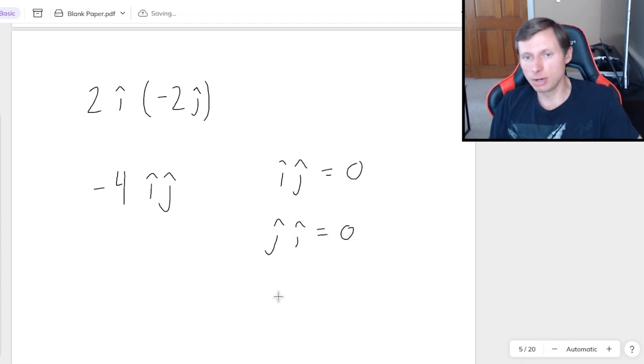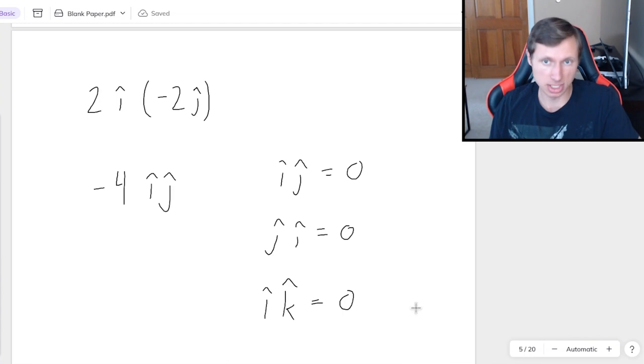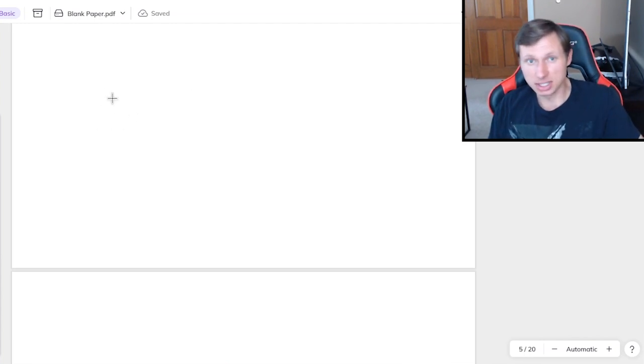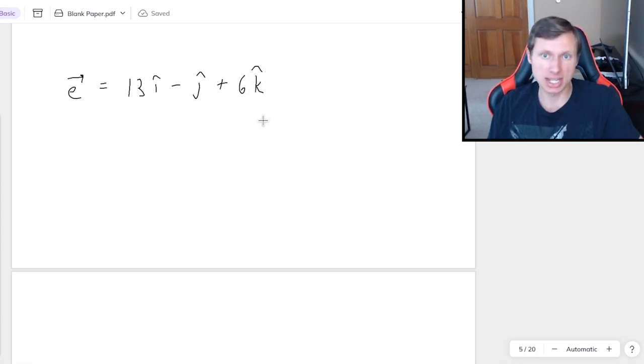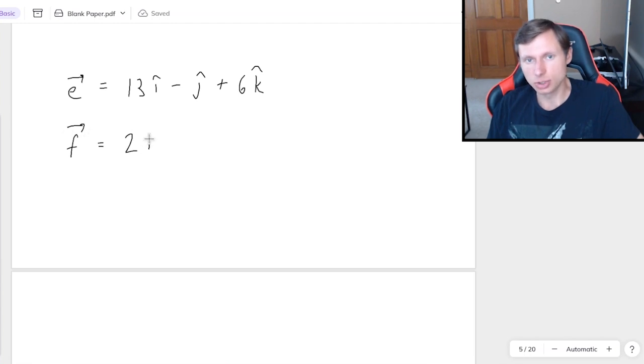Or any combination with k hat, which is for the z dimension in 3-dimensional physics or calculus, that's also going to be 0. So then one more example. Let's see if you can do this one without me. Let's say vector e is equal to 13 i hat minus j hat plus 6 k hat. In other words, it is 3 dimensions because k hat is the 3rd dimension. And then f, let's say that's 2 i hat plus 4 k hat. You'll notice the j hat is missing. I want you to think about what we do there.